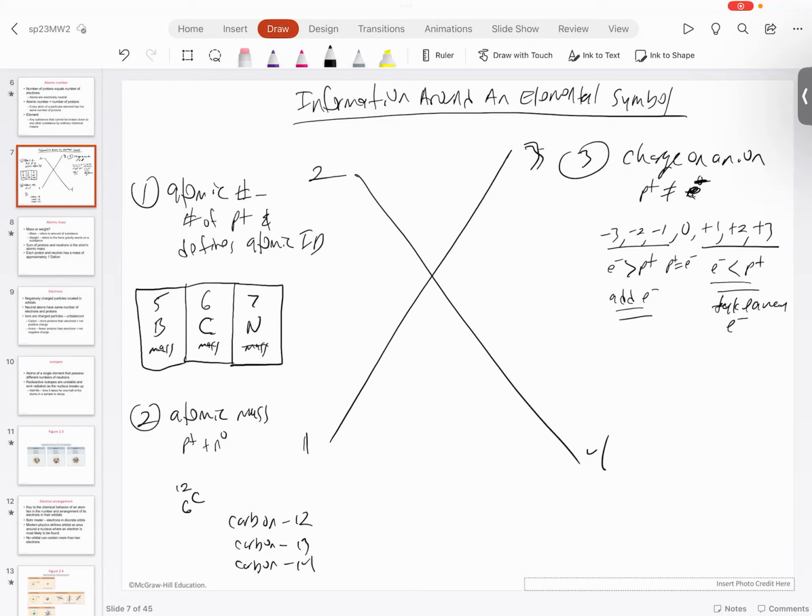And so what that means then is that a lot of times sodium will acquire a +1 charge. Phosphate is typically -3, and so forth. So the charge number up there is the charge. So it's creating an ion.